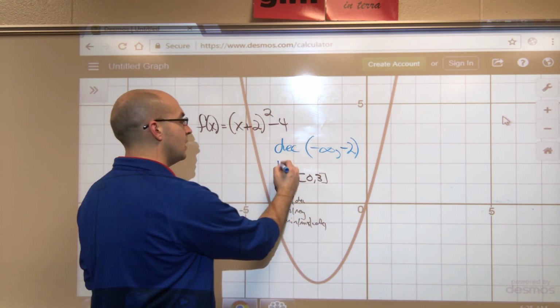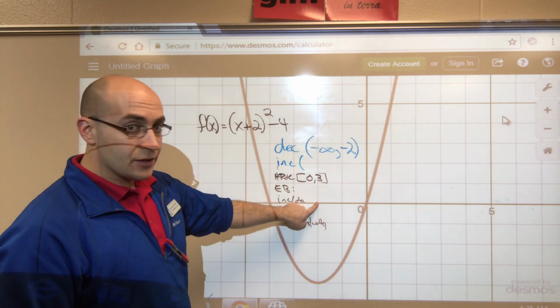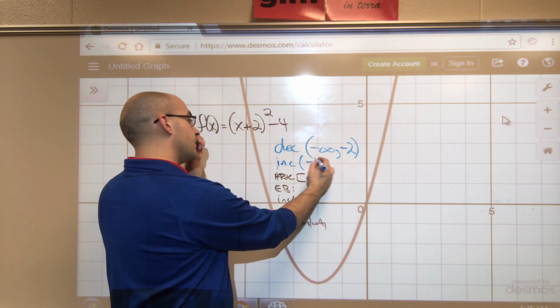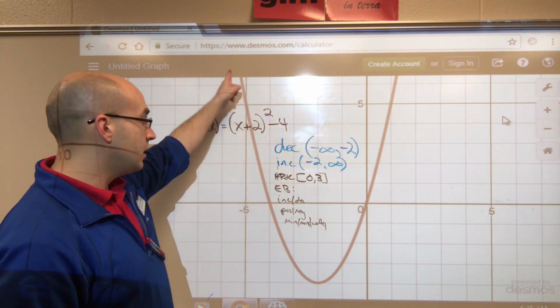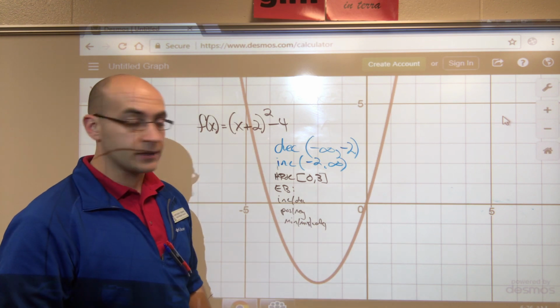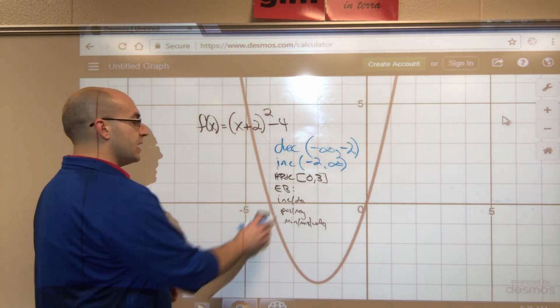Now the increase, it better be exactly the opposite of that. It begins its increase at negative 2, and it goes to positive infinity. All right? So that's your increase and decrease. It's decreasing here. Tell me what the x interval is. It's increasing here. Tell me what the x interval is. All right? Positive and negative.